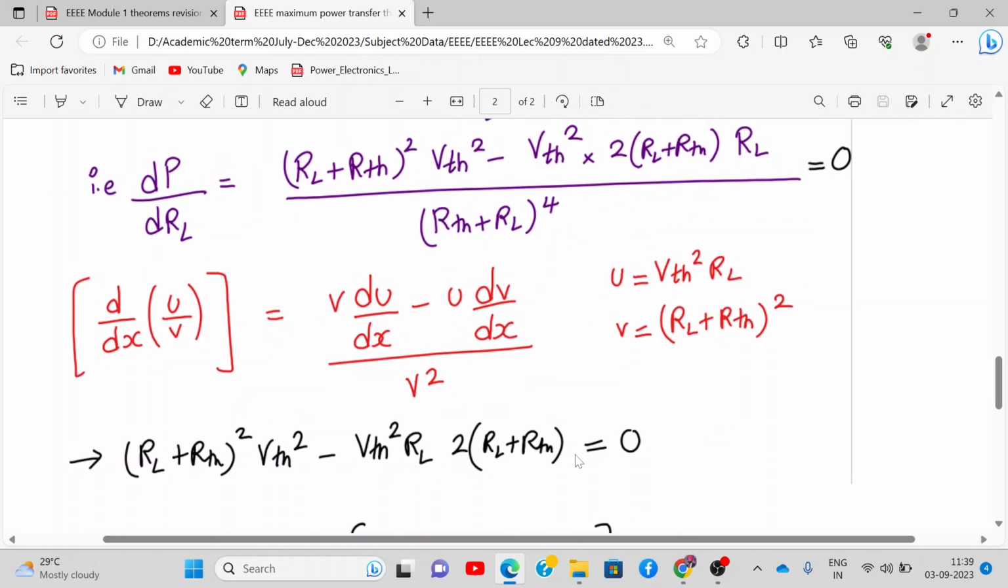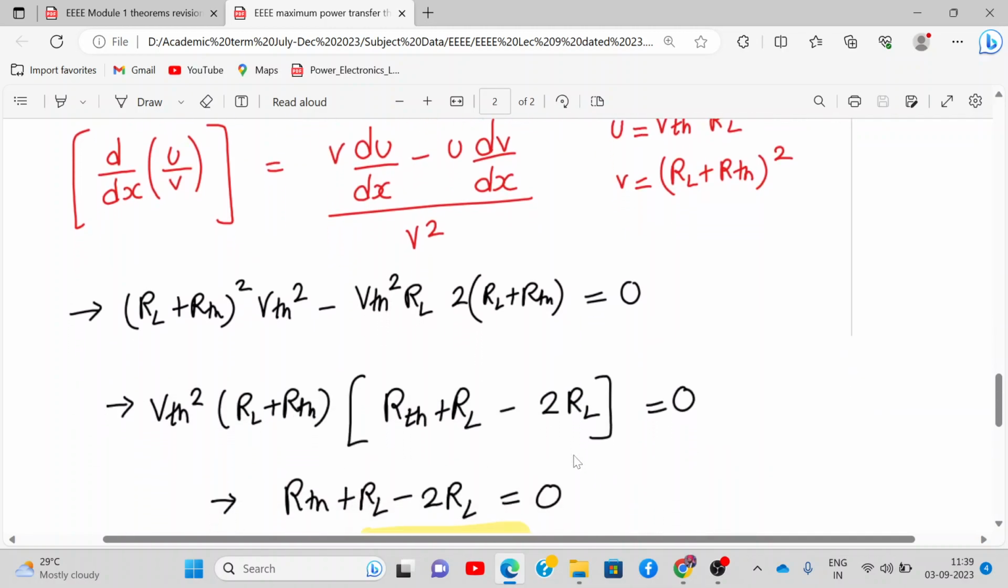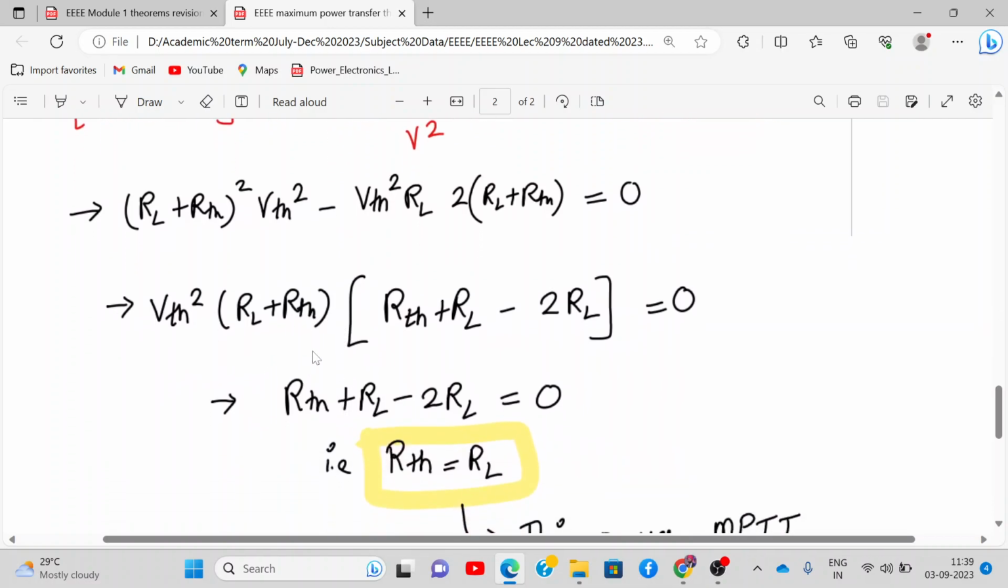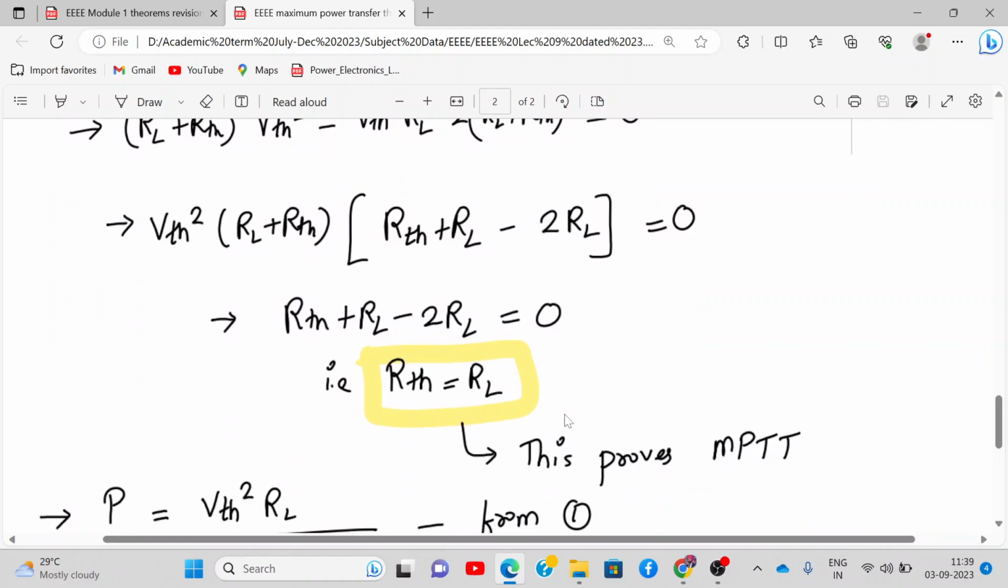So these are the numerator terms. You can check it out. Now here we rearrange things and keep VTH square into (RL plus RTH) common. So this thing will go. We are left with RTH plus RL minus 2RL equal to 0. If we work it out further, RTH comes out to be equal to RL. So this proves the maximum power transfer theorem statement. Got it?